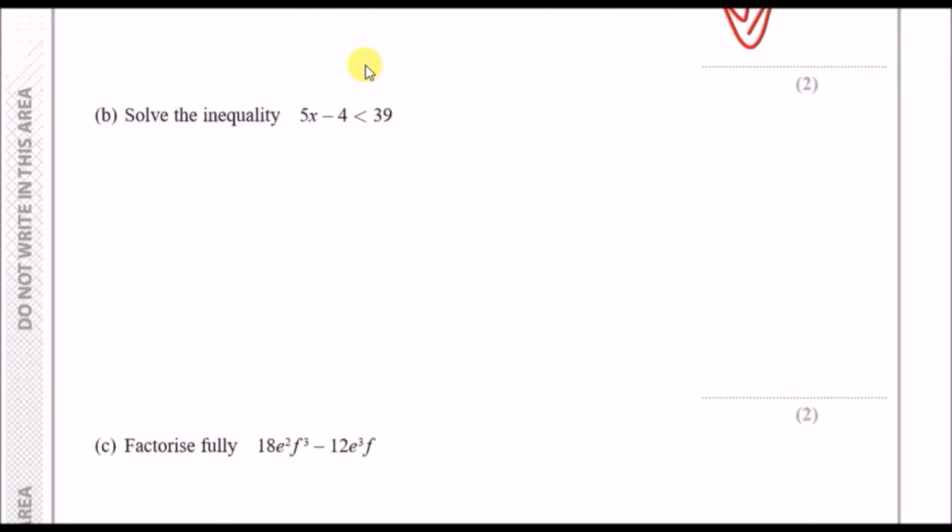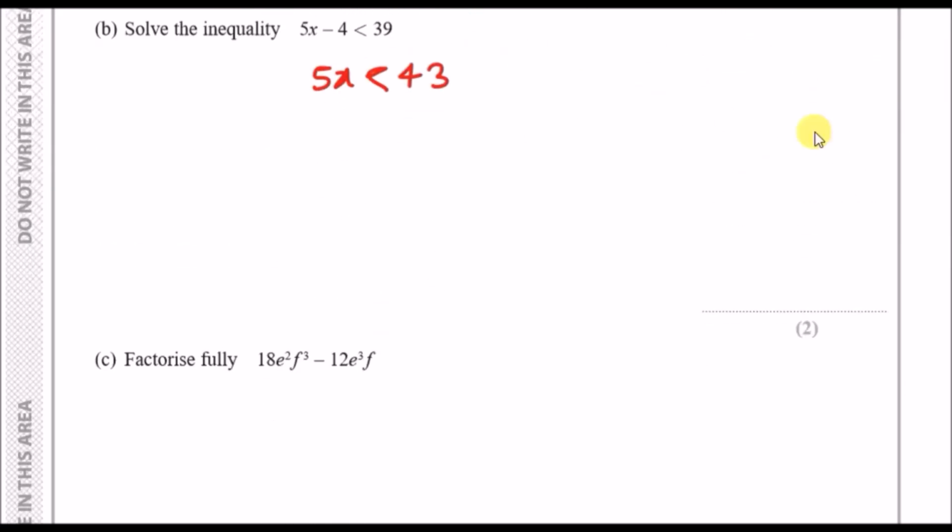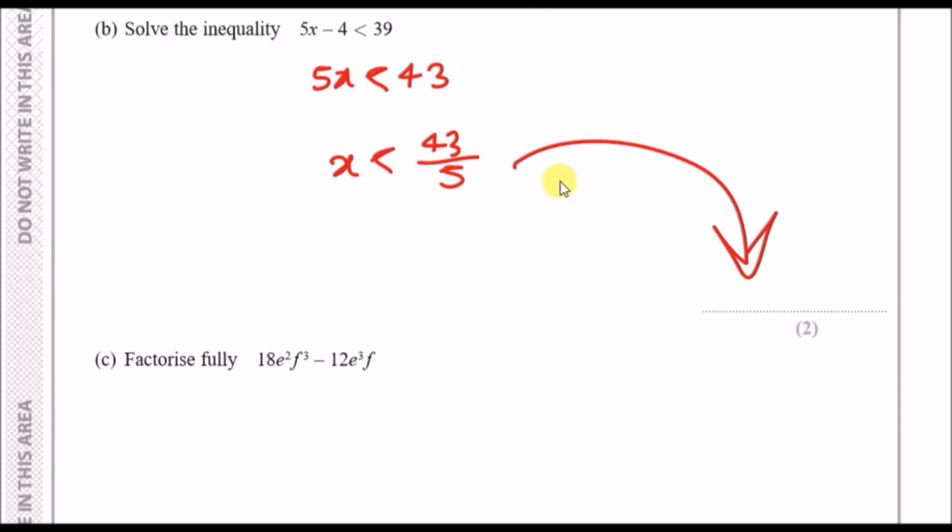Now, next bit. Solve the inequality. Always imagine this inequality as an equal sign, and then just solve it as always. First things first, let's get rid of the numbers away from x. So instead of minus 4, we need to plus 4 across. So we're going to have 5x less than 39 add 4, which is 43. And then, just like the first example, we divide by 5 to isolate x. So we have x less than 43 over 5. And you can leave it here. You don't have to go deeper than this.